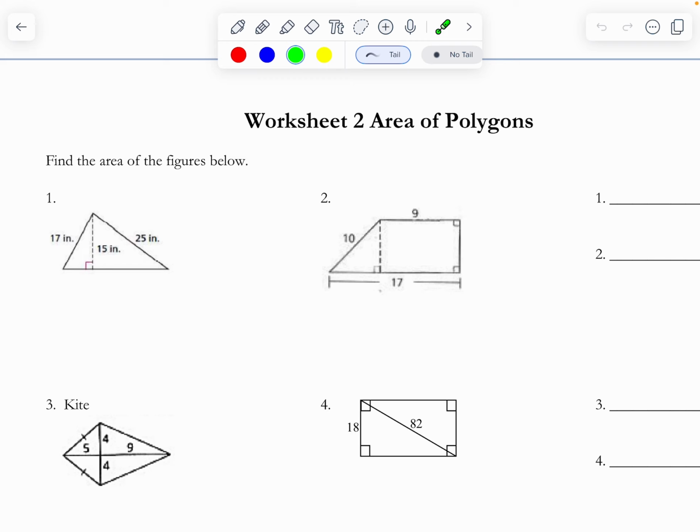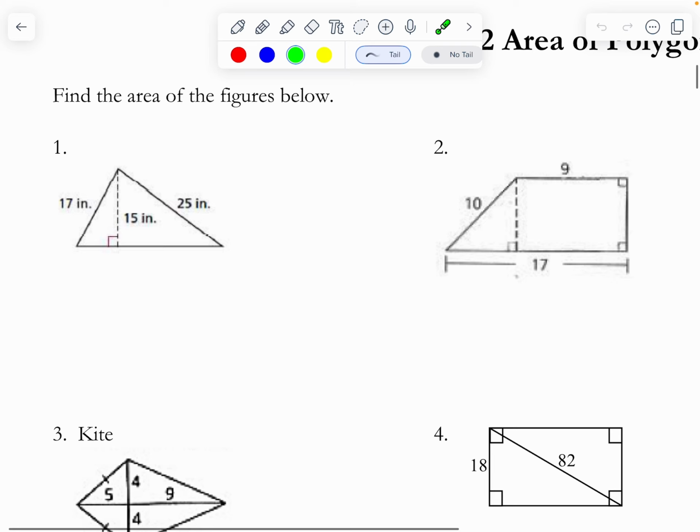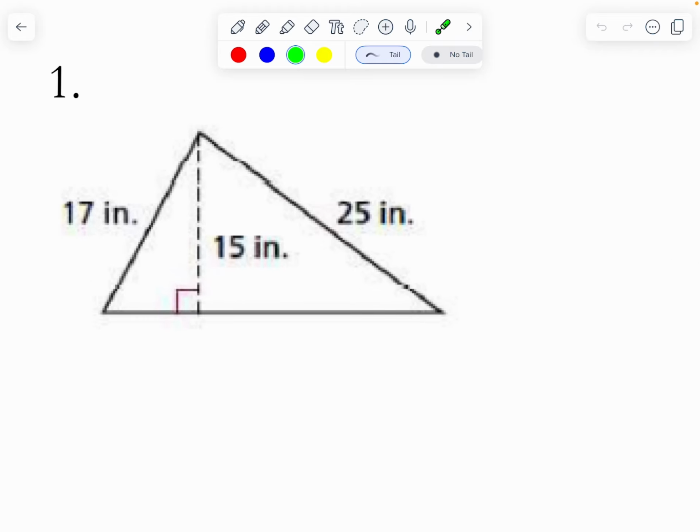Remember that keys are online, so you can take a look at them, but a key doesn't help you if you don't know what you're doing, right? So let's go ahead and do a couple of these together. Let's look at something that's hard. Some of these are actually not super easy. So we'll do number one first together because that one does require a little bit of work.